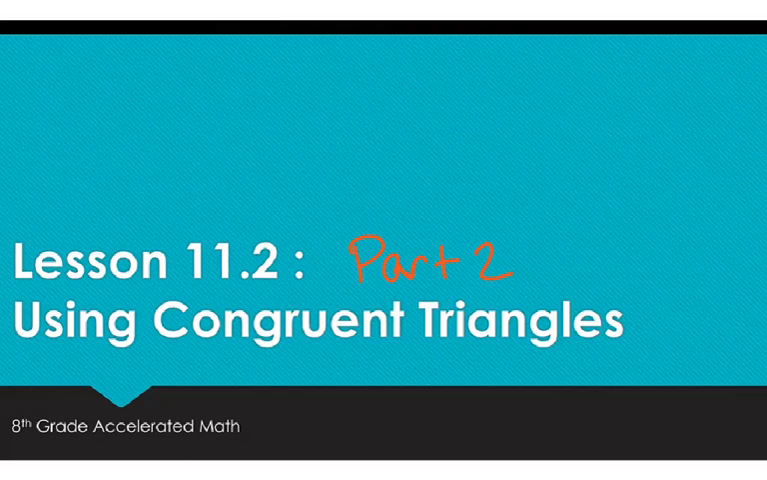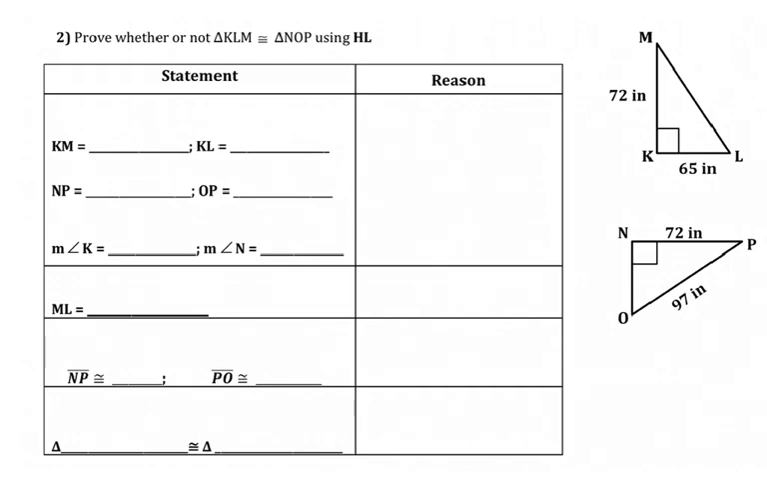This is the second part for lesson 11.2. Okay, continuing on number 2, we are going to prove that the two triangles are congruent or not using HL, so hypotenuse leg. That means I have to be working with two right triangles, which I see that I am. So that's good. So we're going to start out with these statements.